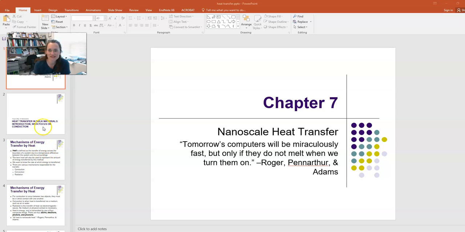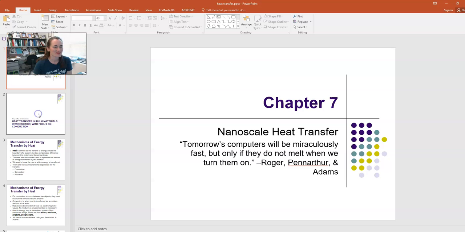Hi everyone. In this lecture we're going to be starting on a new chapter in our textbook shown here, Nanotechnology: Understanding Small Systems. We're going to be working on chapter 7, which discusses nanoscale heat transfer and contains the very lovely quote, "Tomorrow's computers will be miraculously fast, but only if they do not melt when they turn them on."